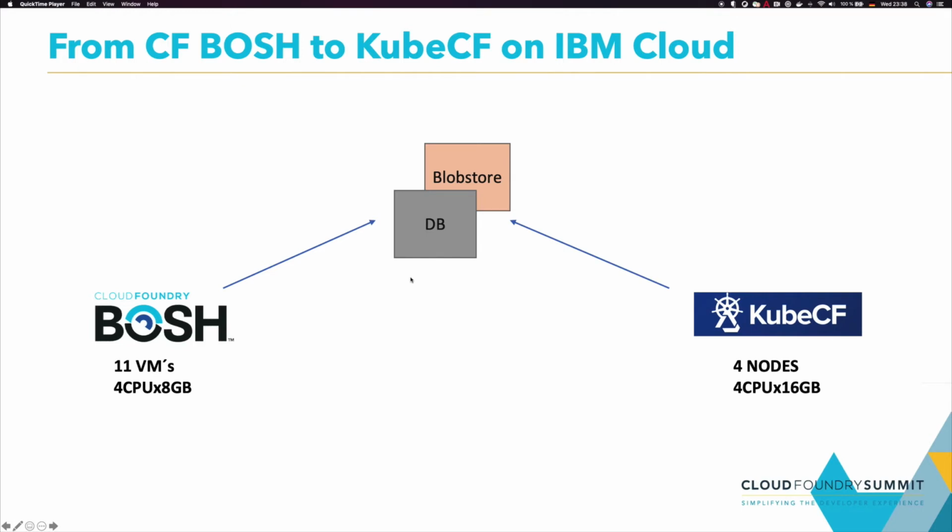So when I shut down that BOSH CF, I deploy KubeCF on my Kubernetes cluster, and of course connect that KubeCF to those services. As soon as that KubeCF deployment is finished and I do a CF login, I should be able to see the applications that I previously generated on my BOSH CF.